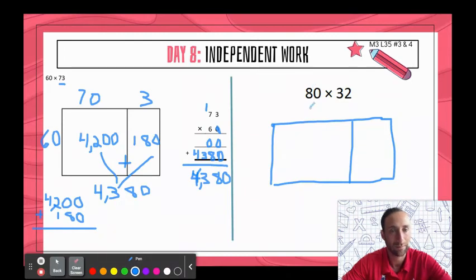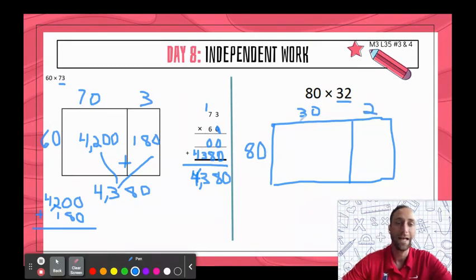So let's set this up now. I got my 80, which has only a value of 80 because there is nothing in the ones place. And now I have to break apart 30 and 2. So I break it apart as 30 and 2. All right. 80 times 30 now. I got 1 0 here, 1 0 there. 8 times 3 is 24, right? Now I got 80 times 2. I have 1 0 in my 80. And 8 times 2 is 16, making it 160.